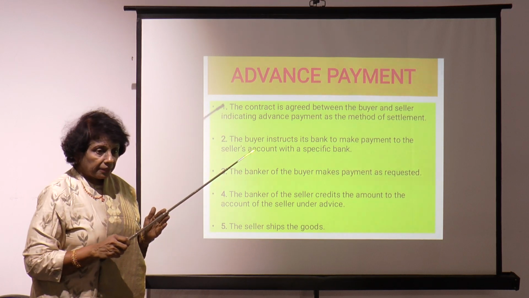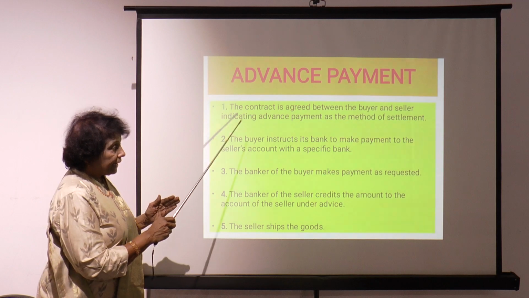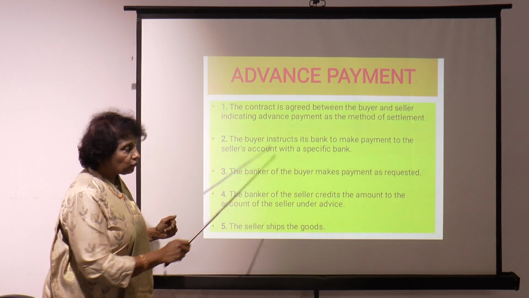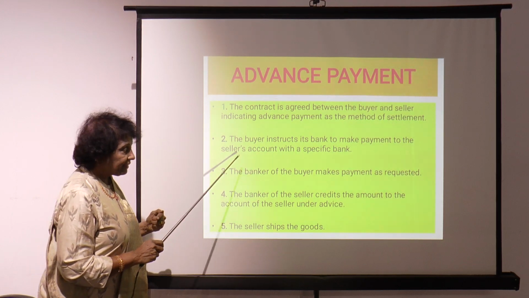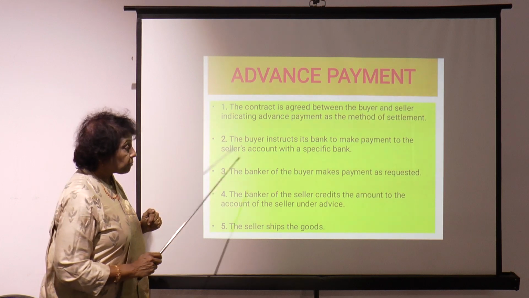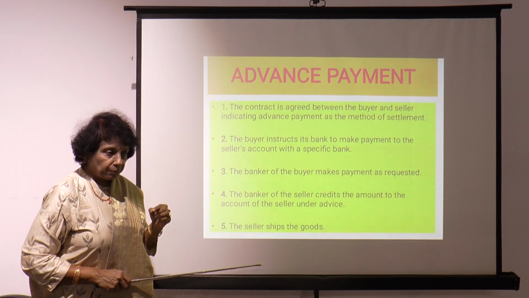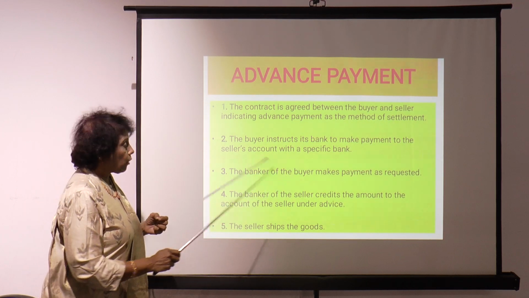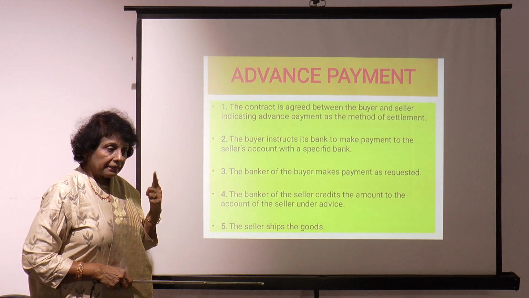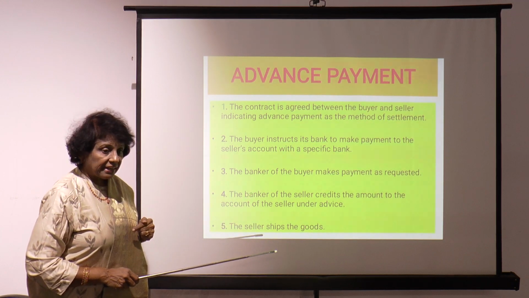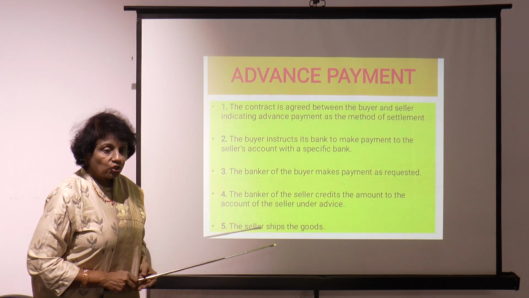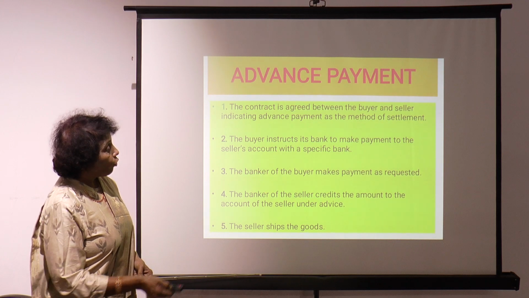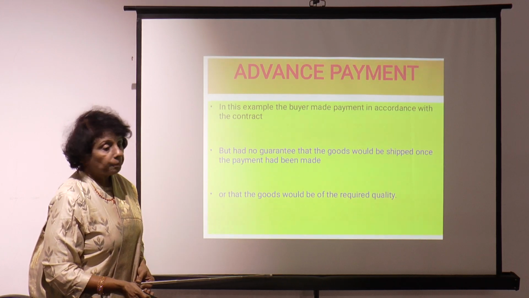So the contract is agreed between the buyer and the seller, indicating advance payment as the method of settlement. The buyer instructs his bank to make payment to the seller's account with a specific bank. The banker of the buyer makes payment as per the instructions of the buyer, debiting the buyer's account. The banker of the seller credits the amount to the account of the seller under advice. The seller ships the goods. Once the amount is received, the seller ships the goods. So these are the five steps in advance payment.